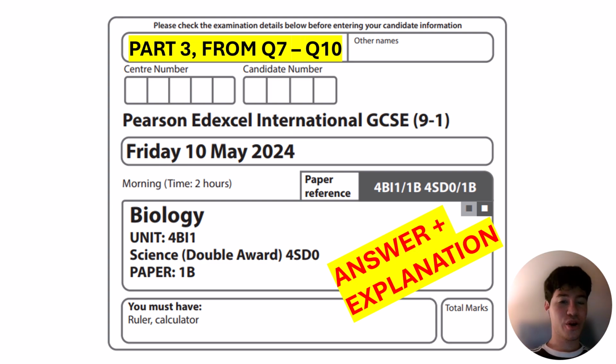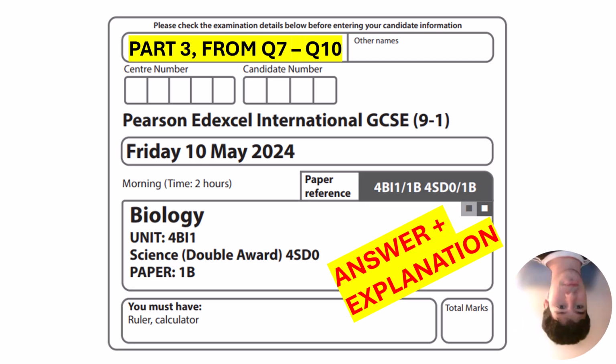Hello guys, this is part 3 from question 7 to question 10. These questions are a bit more difficult than the ones we saw in the previous questions. However, everything is doable. Now let's start with the first question.